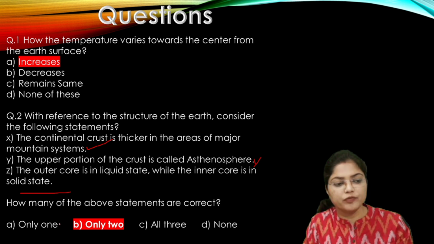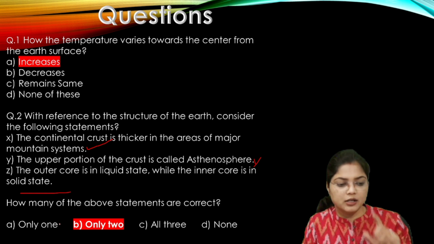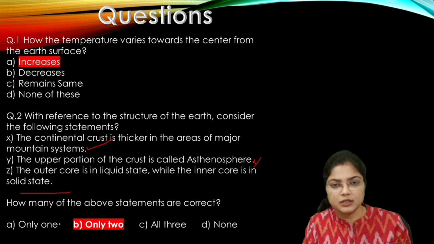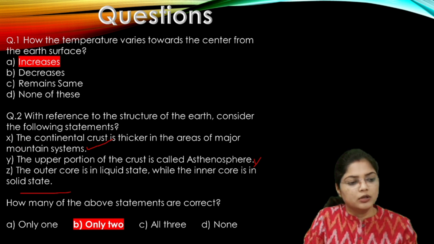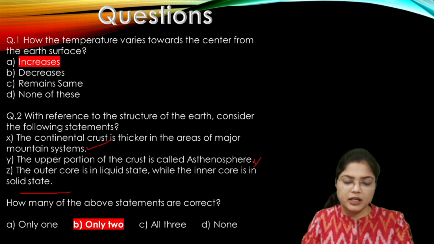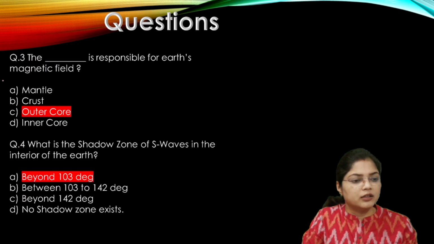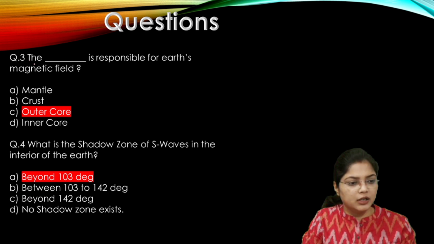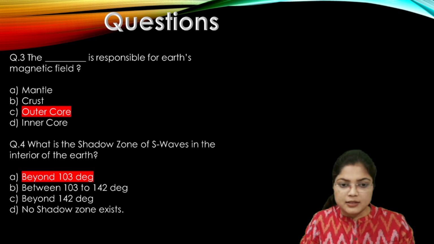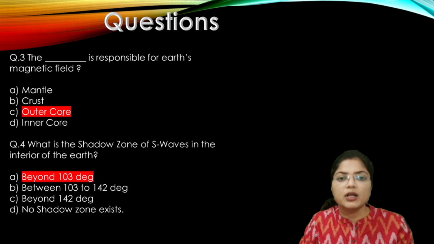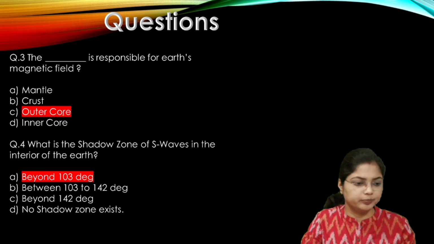How many of the above statements are correct? It's not asking which of the following statements is true, it's asking about how many. So only two, means the first statement and the second statement are true. Then the third question: the dash is responsible for Earth's magnetic field. Outer core. Here they have given preference to the outer core, but you can say that the outer core and inner core both are responsible for the Earth's magnetism.